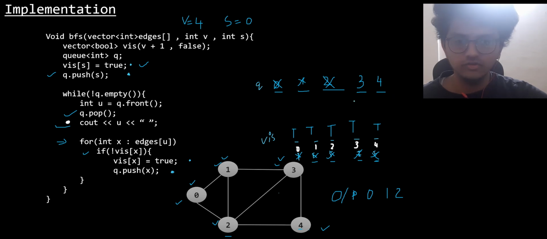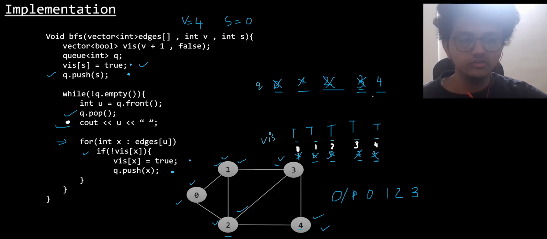Now we will take the front of the queue, which is 3, print it on the screen, and then dequeue it from the queue. Now the neighbors of 3 are 1, 2, 4. 1, 2, 4 are already visited, so we will not enqueue anything into the queue. It will not go into the condition.